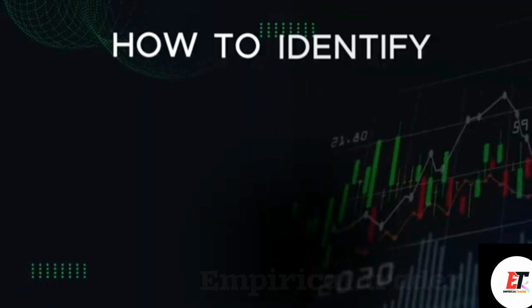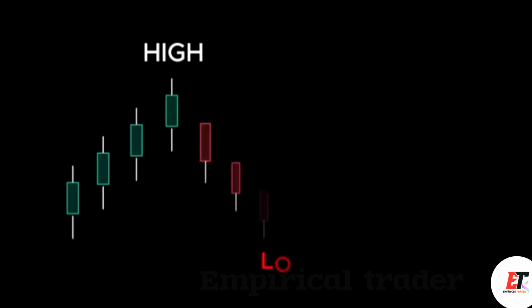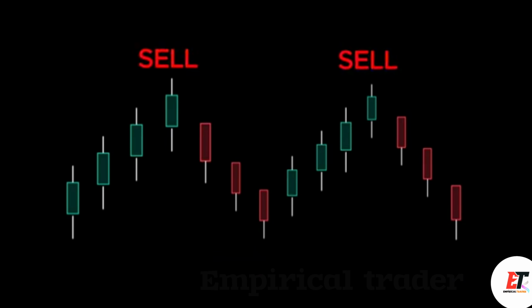How can you identify a sideways market? Market hits the same highs and the same lows. In this type of market movement, we usually look to sell previous highs and buy previous lows.